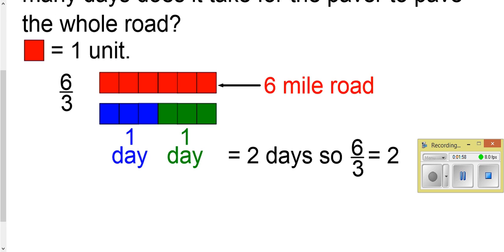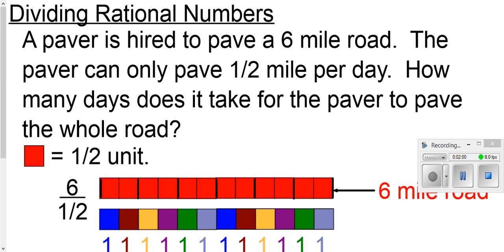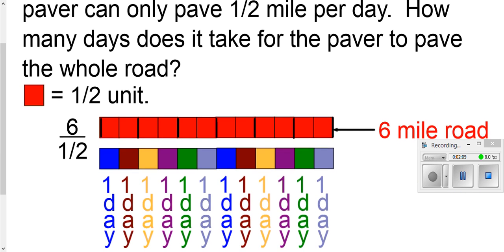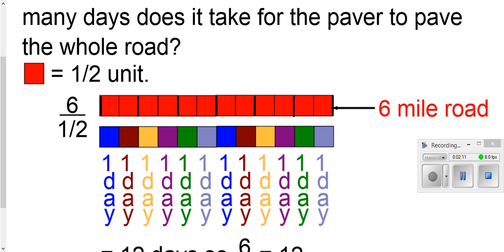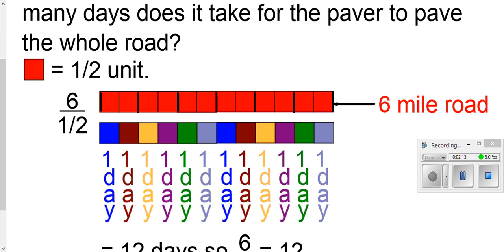So how does that work if we start including fractions? So consider this situation. Still the 6-mile road, but the paver can only do a half mile a day. So what we're going to do here to figure out how long it's going to take is let 1 square represent a half.